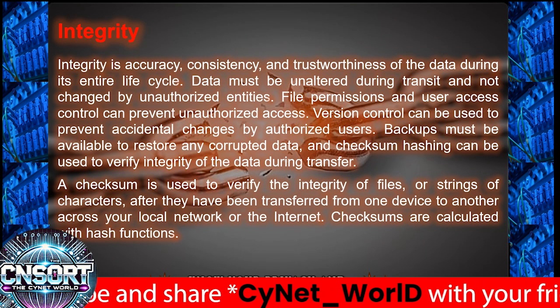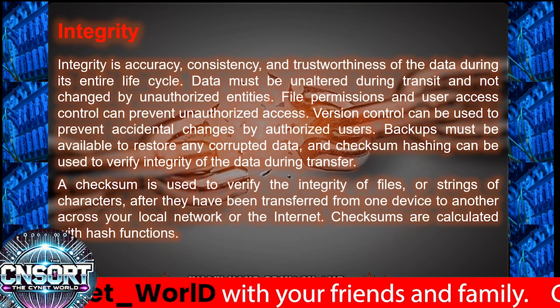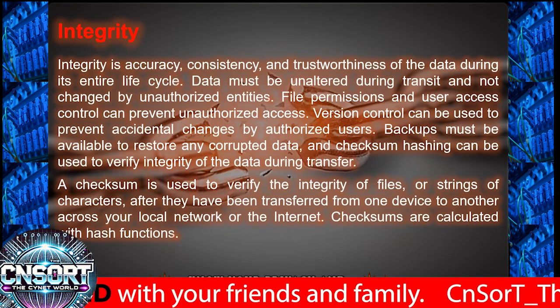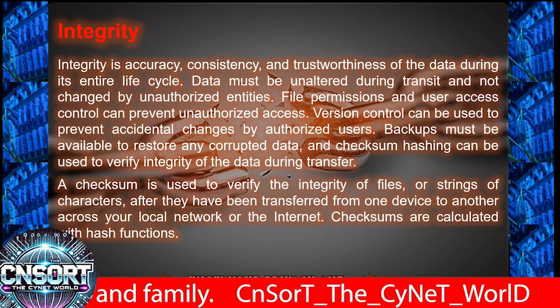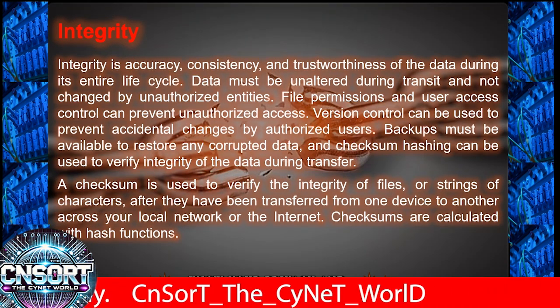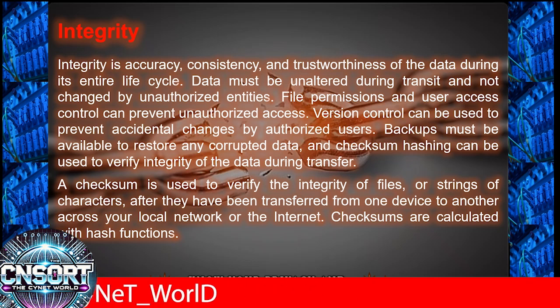Mechanisms to maintain integrity. 1. File permissions and access control. Restrict data access to authorized users. Examples: role-based access control, RBAC, multi-factor authentication, MFA. 2. Version control systems. Track changes and prevent accidental overwriting. Example: Git maintains file versions and change history.